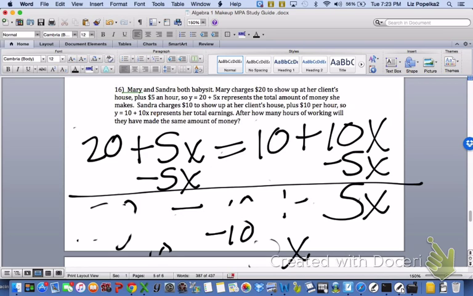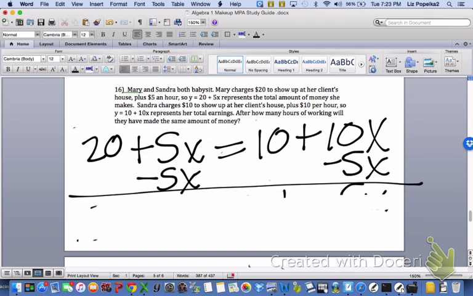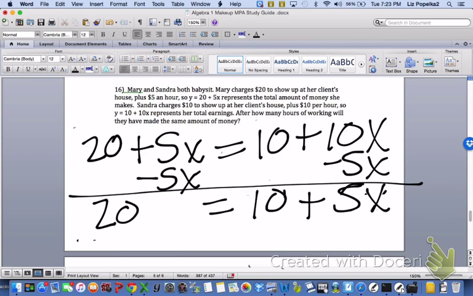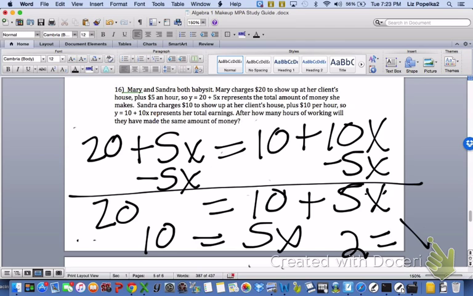Sorry, let me just back up for one second to make sure nobody's confused. Sorry about that, guys. All right. So I subtracted 5x from both sides. That gave me 20 over here, and 10 over here. 10x minus 5x is 5x. If I subtract 10 from both sides, that gives me 10 is equal to 5x. Then if I divide both sides by 5, that is going to leave me with 2 is equal to x. I have no idea what's going on with me today. So 2.